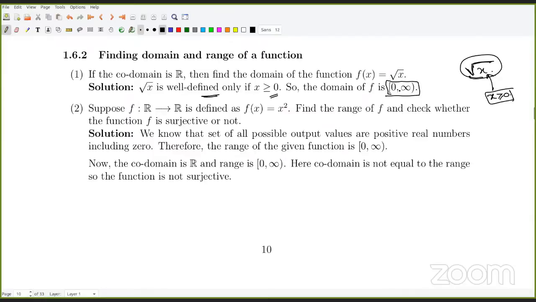And what about the range? Sir, all real numbers. All real numbers? No, sir, for a few values we won't, because if it is all real numbers, we cannot take a negative root. It becomes complex. The graph will be like this.